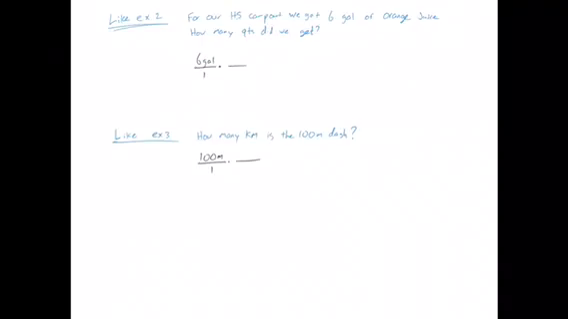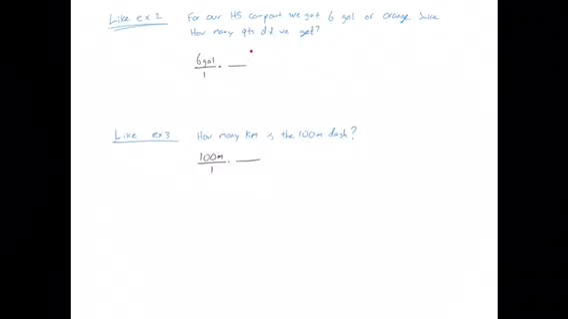Alright, so this next one is like example 2 in your book. For our high school camp out, we got 6 gallons of orange juice for everyone to drink. How many quarts did we get? Okay, so again, I just started off with that 6 gallons. That's the unit they gave us. I just wrote that over 1 because I like to look at it as a fraction, because I know I'm going to be multiplying it by a fraction.